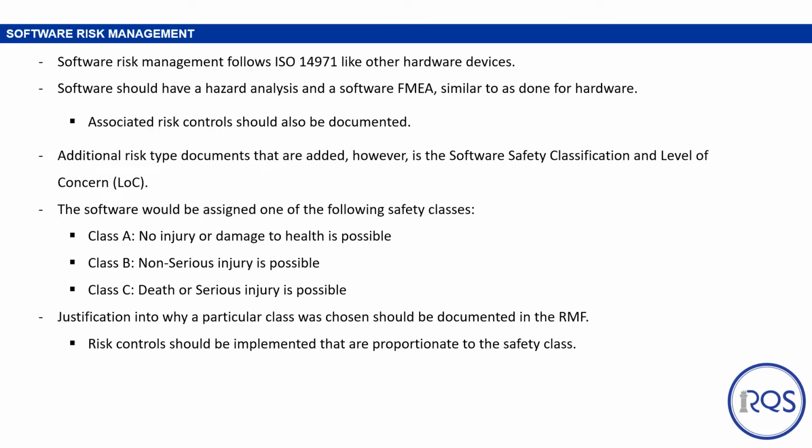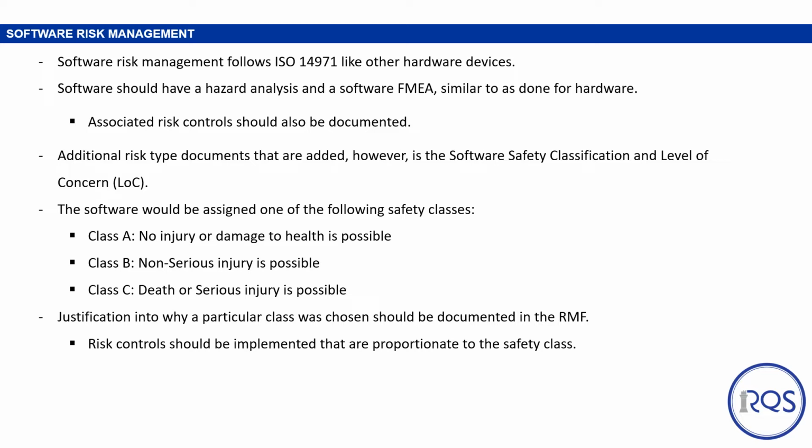Let's now review software risk management. Software risk management follows ISO 14971 just like other hardware devices. Software should have a hazard analysis and a software FMEA similar as done for hardware. Associated risk controls should also be documented in these documents. Additional risk type documents that are added for software, however, is the software safety classification and the software level of concern, or LOC.